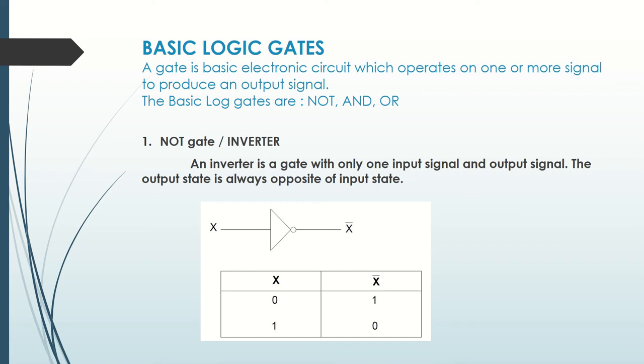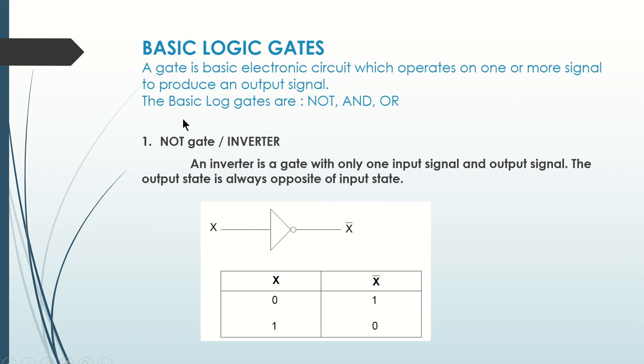Before we get into the logic gates, first you have to understand what a logic gate is. A gate is a basic electronic circuit which operates on one or more signals to produce an output signal. It is an electronic circuit which will receive one or more signals, that is high or low, and it will produce the output signal. That is what a logic gate is.